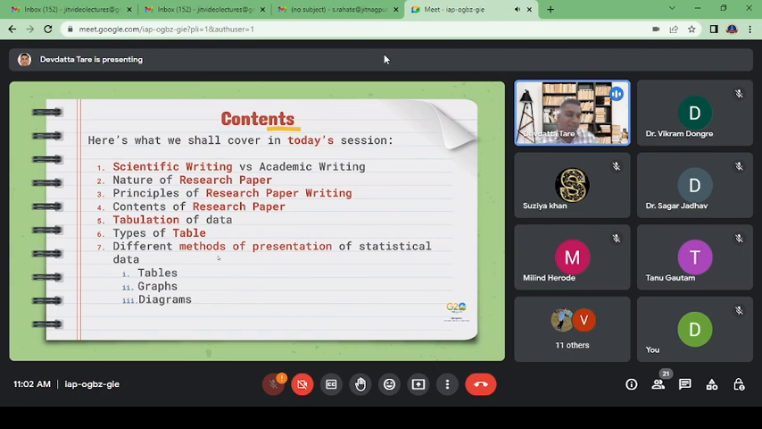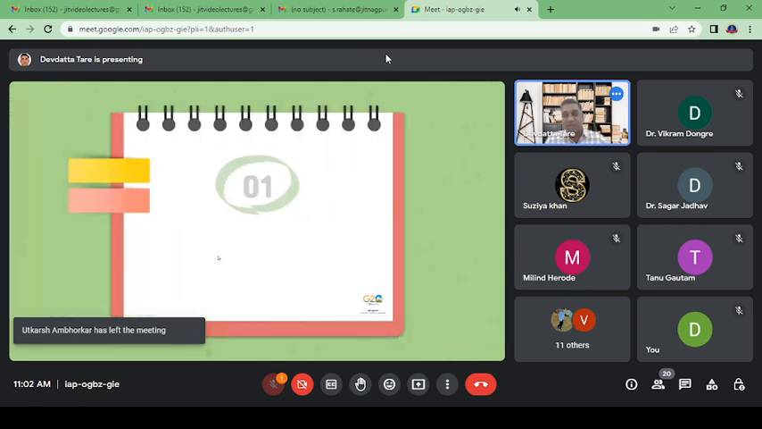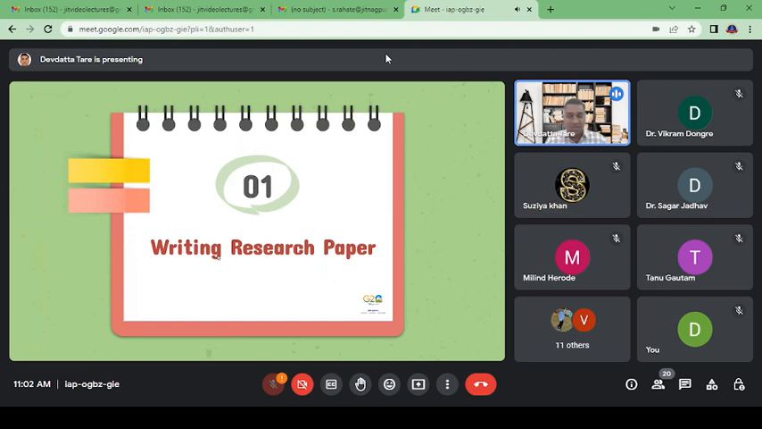During my presentation, some things which are not mentioned here may be covered, and some things which are mentioned here may be skipped in the flow of presentation. So pardon me for that. So we will start writing. We will start discussing our first part, that is writing a research paper.